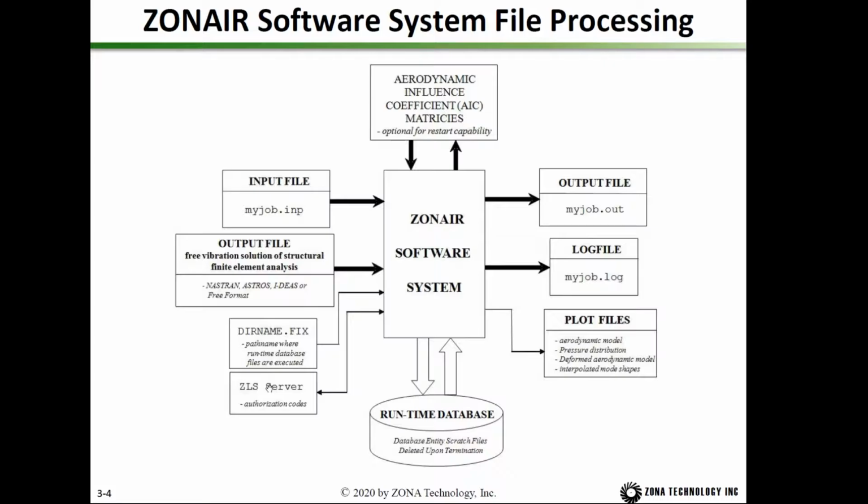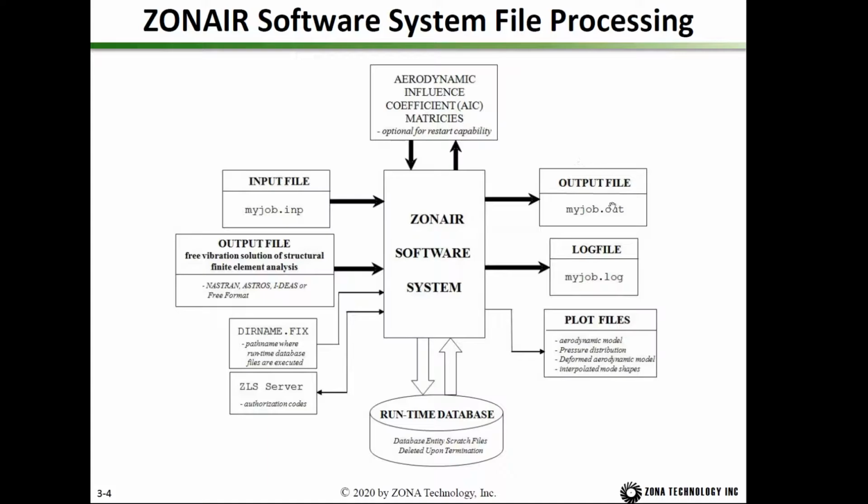Of course, you need a ZLS server, and then you run ZONAIR. ZONAIR will automatically set up a runtime database to store the data entities generated by each module of ZONAIR. And then you can save the aerodynamic influence coefficient matrix, AIC, or retrieve the AIC.